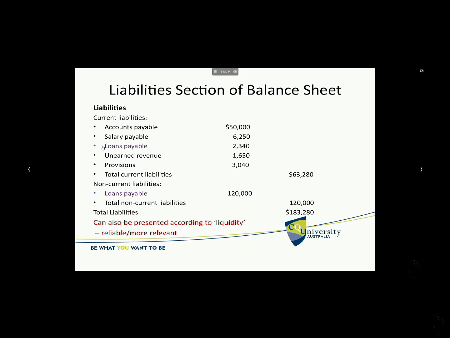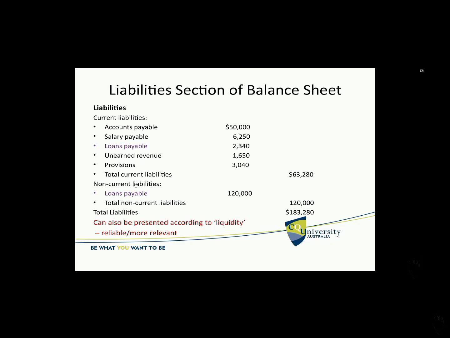If they're in the current section, it means that they are payable within 12 months from the reporting date. If they are in the non-current section of the balance sheet, it means they are payable beyond 12 months from the reporting date. Now, that's not the only way that the liability section of the balance sheet can be set up, i.e. according to current and non-current.